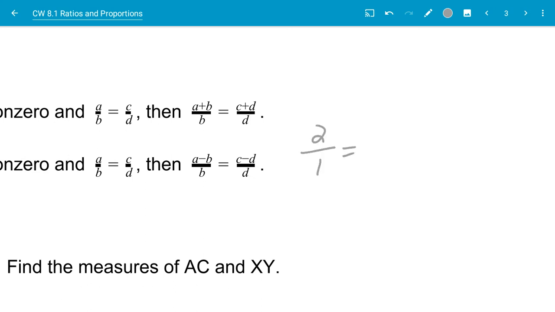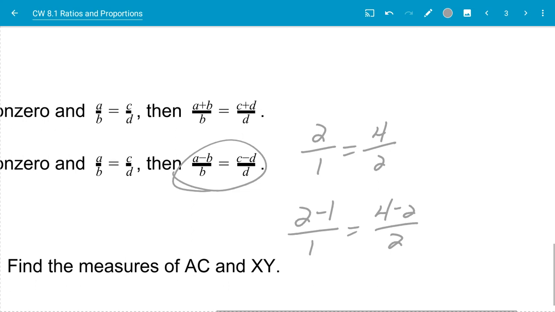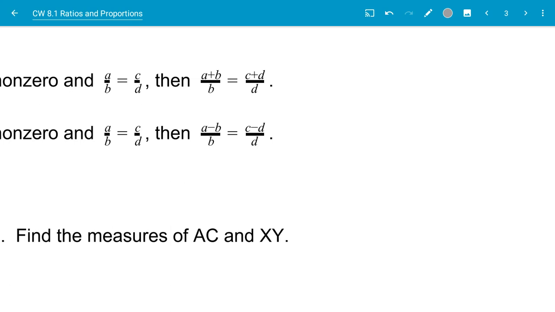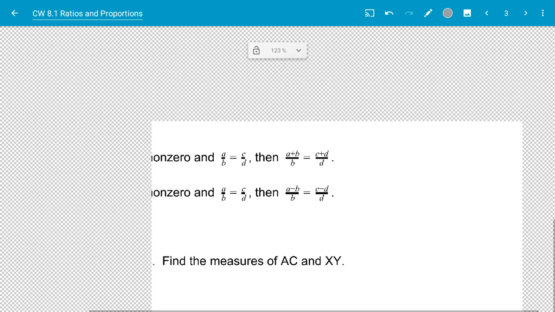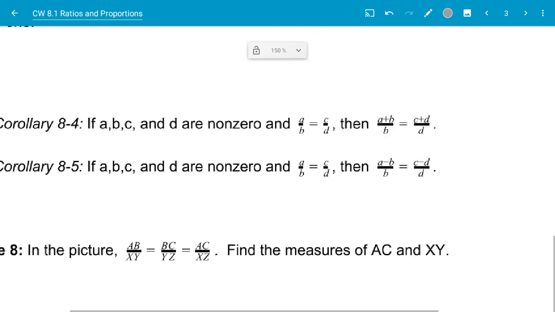But let's take that same example again. 2 over 1 is equal to 4 over 2. And then I look at the second corollary. This is where we subtract it out. So I say 2 minus 1 over 1 is equal to 4 minus 2 over 2. So 2 minus 1 is 1 over 1, which is equal to 4 minus 2, which is 2 over 2. We see it still holds true. So those are 2 more corollaries to go with the cross multiplication theorem. That's kind of interesting, and like I said, we'll actually see that show up later on.